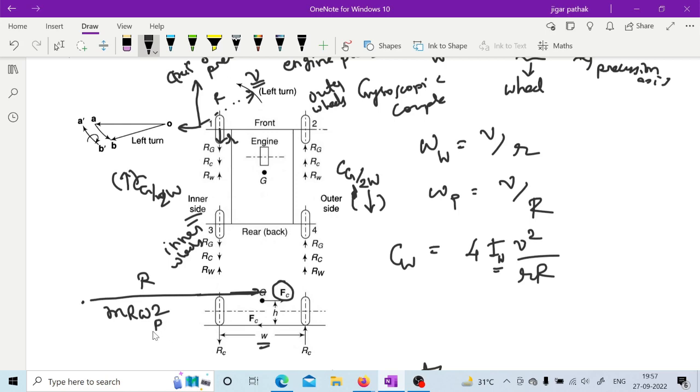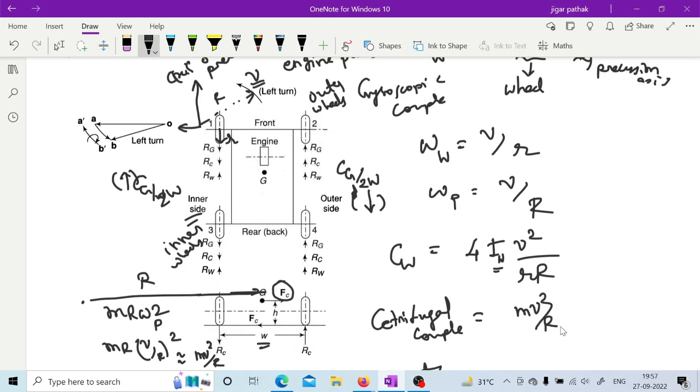Here, as we know, omega p is nothing but v by capital R. So you will have m r v square by R square, which will be written as m v square upon capital R. That will be the centrifugal force. And if we are going to consider the centrifugal couple, then it will be m v square by R into h.